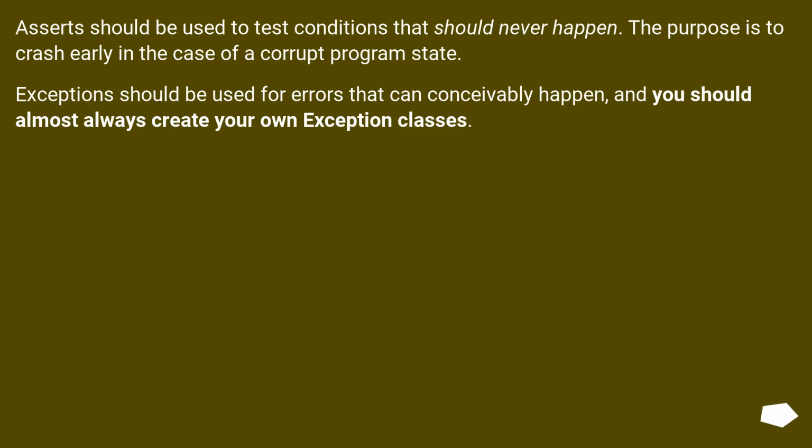Assert should be used to test conditions that should never happen. The purpose is to crash early in the case of a corrupt program state. Exceptions should be used for errors that can conceivably happen, and you should almost always create your own exception classes.